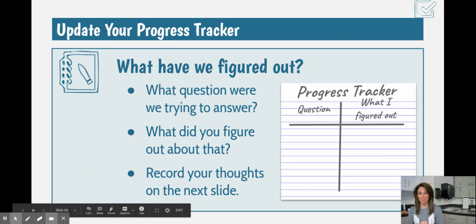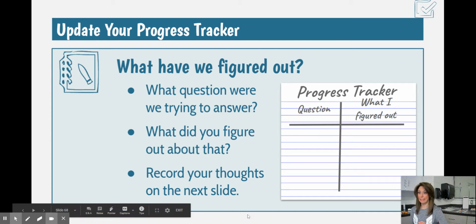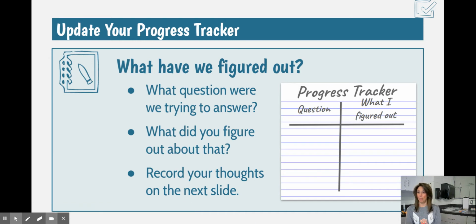All right. Now we are moving into lesson 5. So I'd like you to get on this slide. This is slide 68. It is called What Have We Figured Out? We're going to update our progress tracker. In other words, trying to figure out now what do we know and where do we need to go from here? Okay. So what question were we trying to answer?